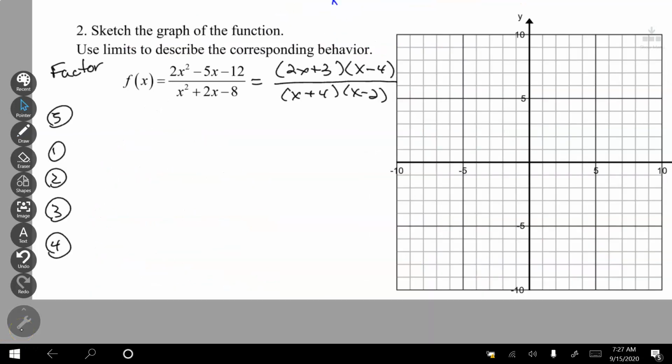So the next example, it isn't factored for you, so you have to factor it. I factored on the right. Nothing is identical in the numerator or denominator, so nothing cancels out, so there's no hole. Okay, now let's go through my features. X-intercepts on the top: I get negative 3 over 2 and positive 4. VAs on the bottom: I get negative 4 and positive 2.